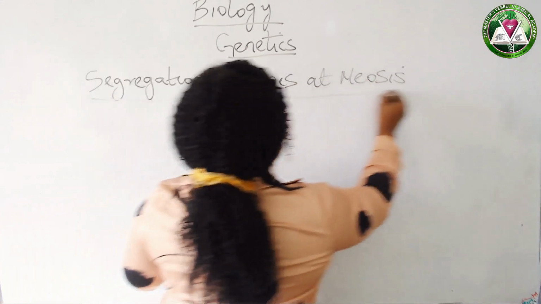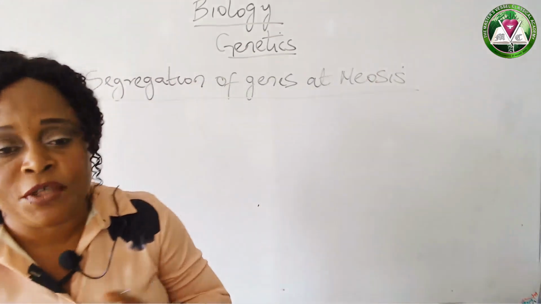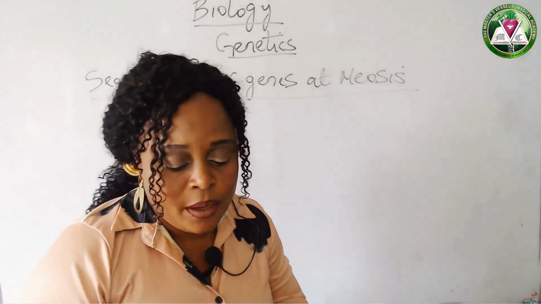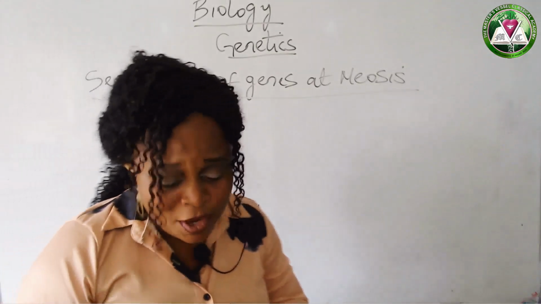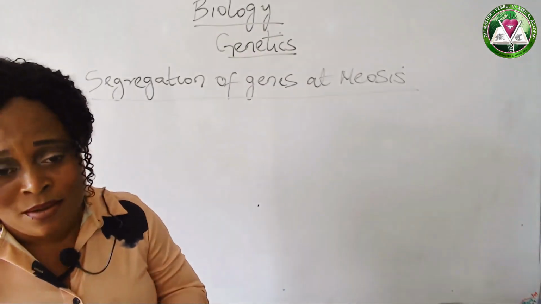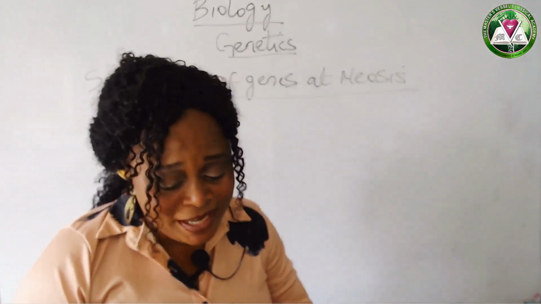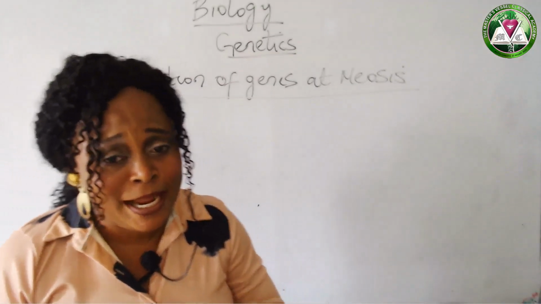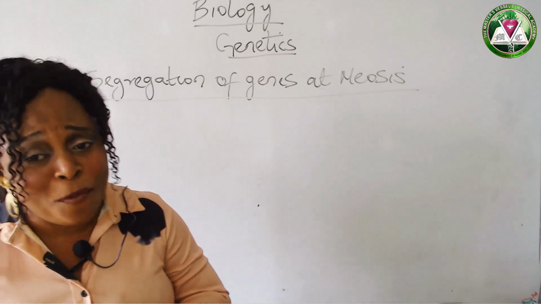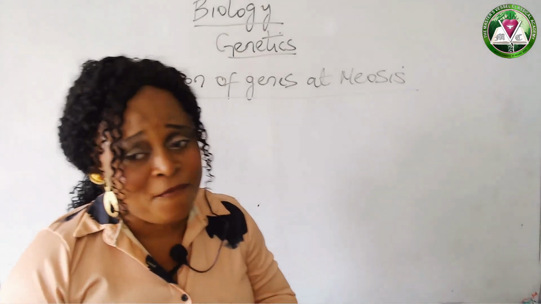We'll discuss the segregation of genes at meiosis. We already know that meiosis, which you have already learned about, produces haploid gametes. If you can remember vividly the last time we discussed diploid and haploid gametes, we know that the diploid number for human beings is 46.